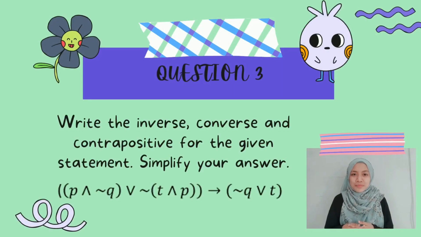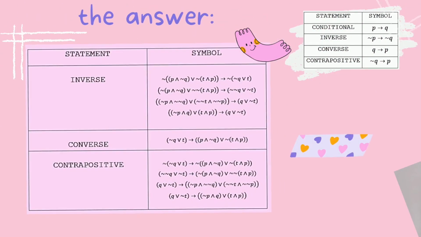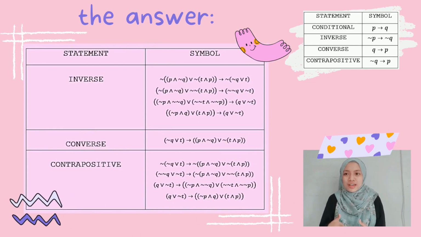So for example number 3, the question asks to write the inverse, converse, and contrapositive for the given statement. Simplify your answer. The statement is P and the negation of Q, or the negation of T and P, implies the negation of Q and T. Okay, to find the answer for this question, we need to know how the symbols work. For the inverse, we negate both the hypothesis and the conclusion, and then we simplify it.